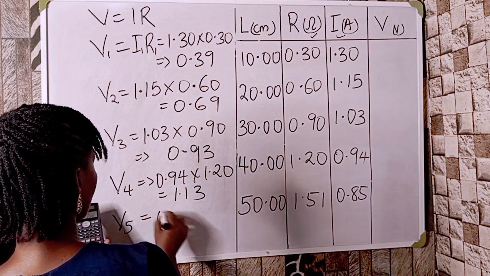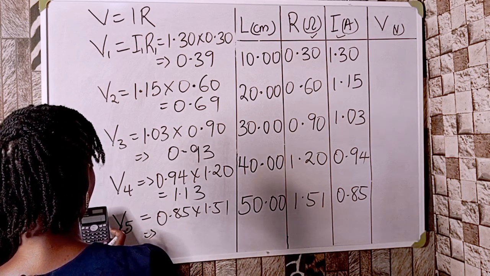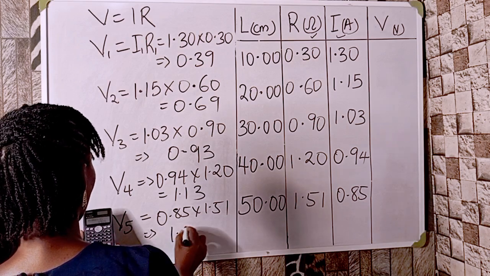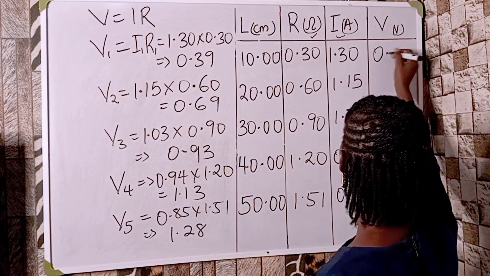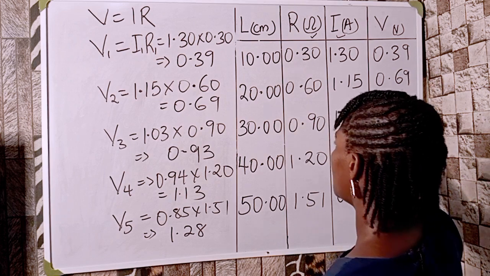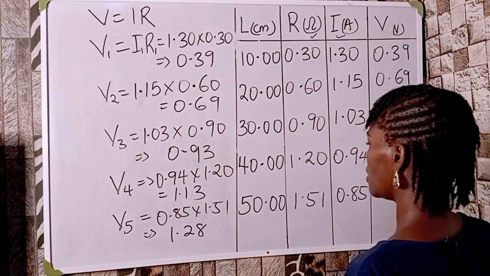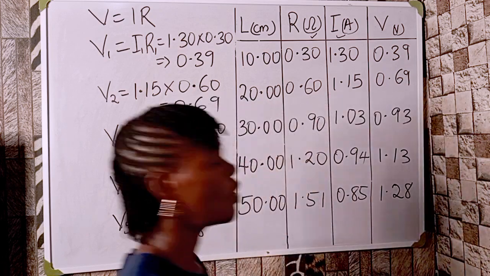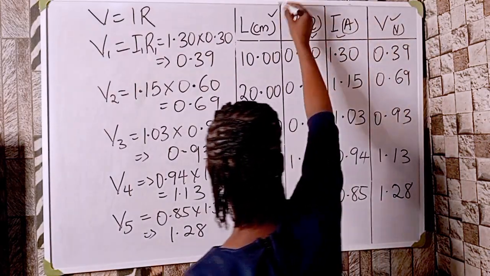V5 is equal to 0.85 times 1.51. I have 1.28. So we'll put in all our values: 0.39, 0.69, 0.93, 1.13, 1.28. So we are going to plot a graph of V against L.